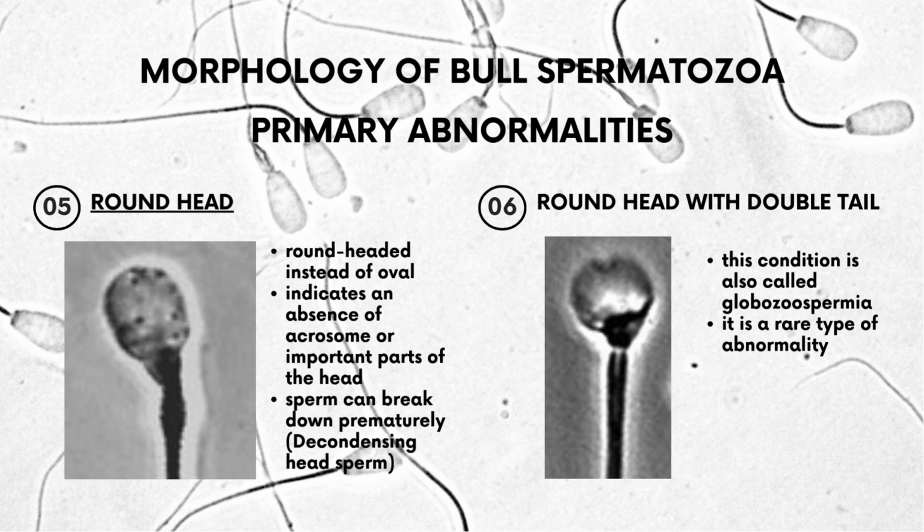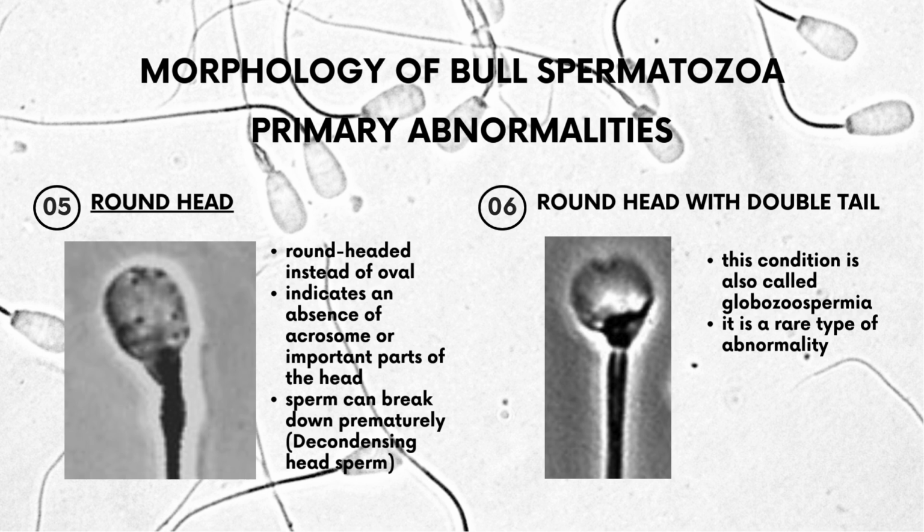Globozoospermia, or round-headed sperm condition, is an abnormal sperm morphology that indicates either there is an absence of the acrosome or the sperm is missing inner parts of its head responsible for activating or turning on the egg and starting the fertilization process. Sperm can break down prematurely, decondensing head sperm.